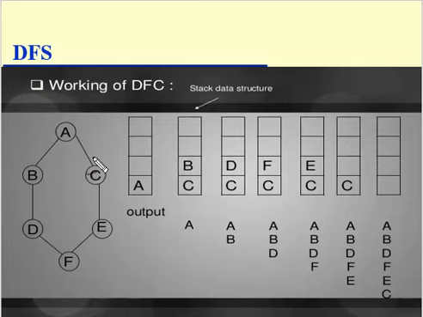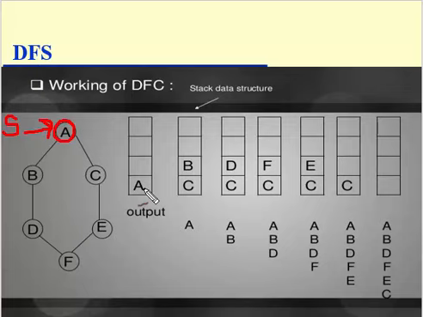Again I need to take one node as the source node. It can be anything, it can be B, E, F, C, but here I have taken A. Suppose A is my source node. In BFS we had inserted the source node in a queue, but instead of a queue here I would insert it in a stack. All other steps are going to remain the same.